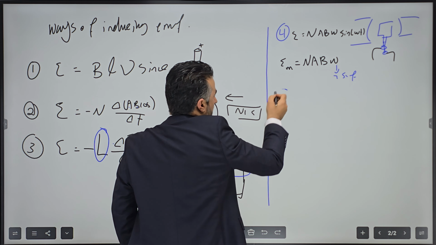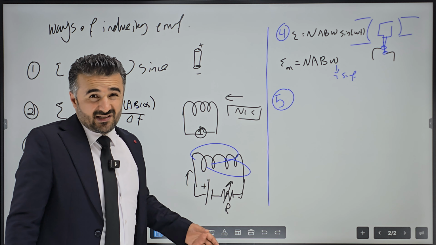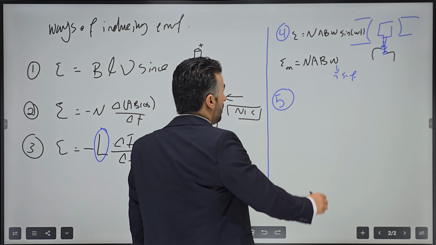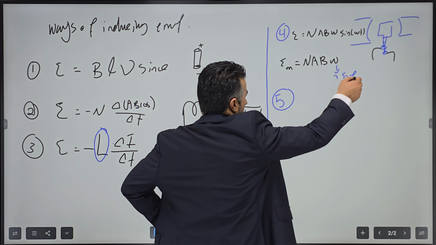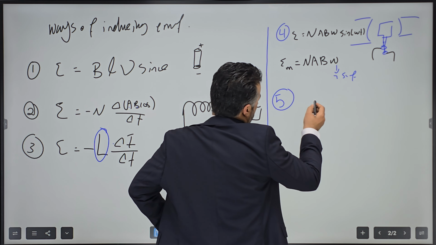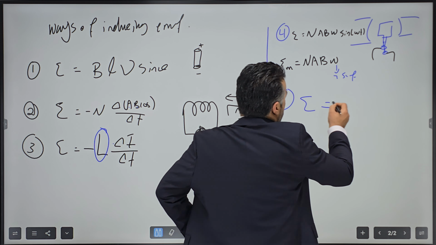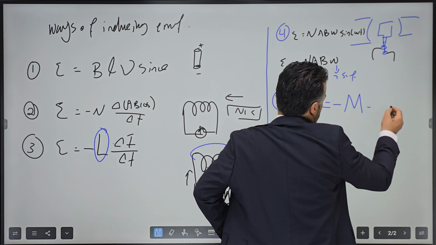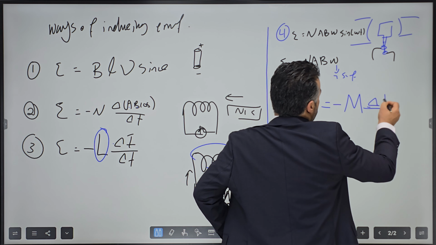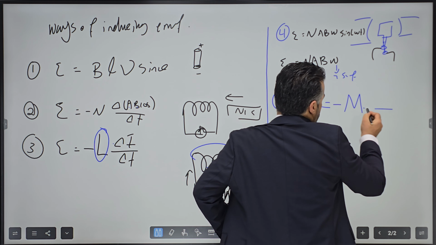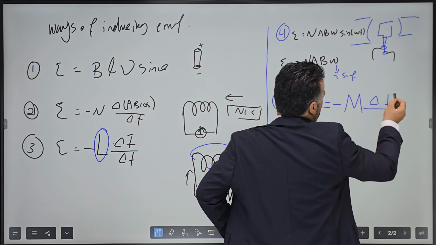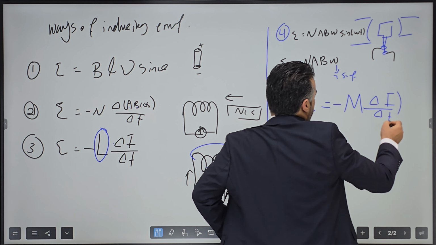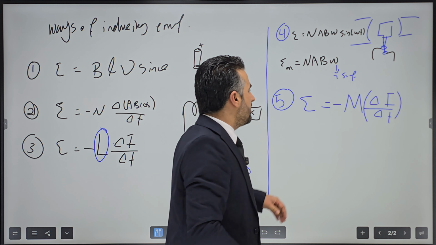The last method was this method that we studied in this lesson. It is for mutual induction. For mutual induction, we can use this equation: the EMF that is induced equals negative M, the coefficient of mutual inductance, times the change in current. Let's write this one nicer so nobody says is that negative or not. Negative M delta I over delta T. That is the fifth method.